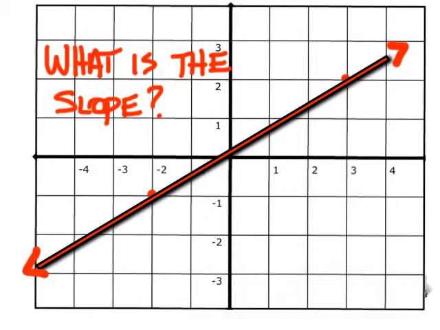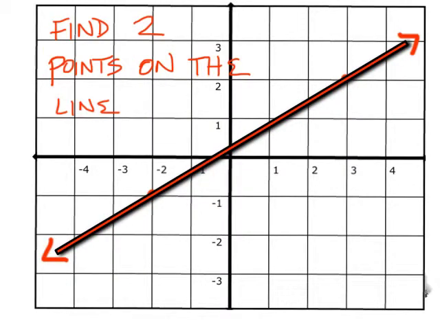Example problem number 1. What is the slope of this line? Find 2 points on the line first so that you can find the slope. And when I say find 2 points on the line, I mean find points that are actually on the intersections of these grids, not a point like this. It must be on an intersection of a grid. So there are 2 points that match up.